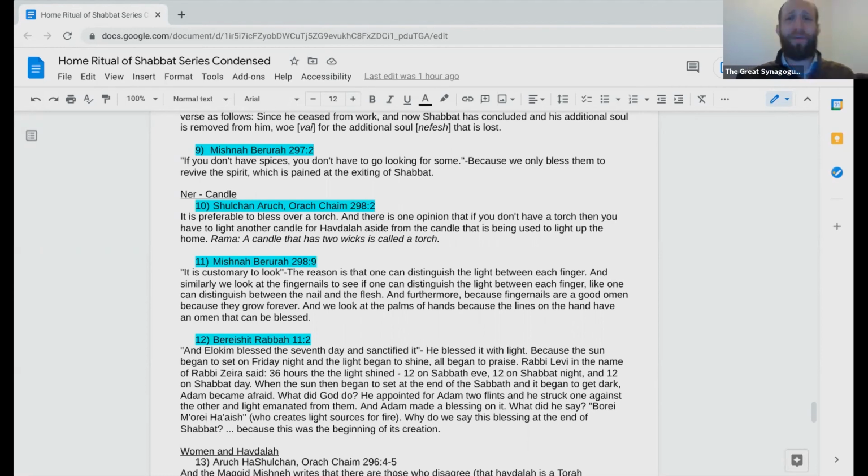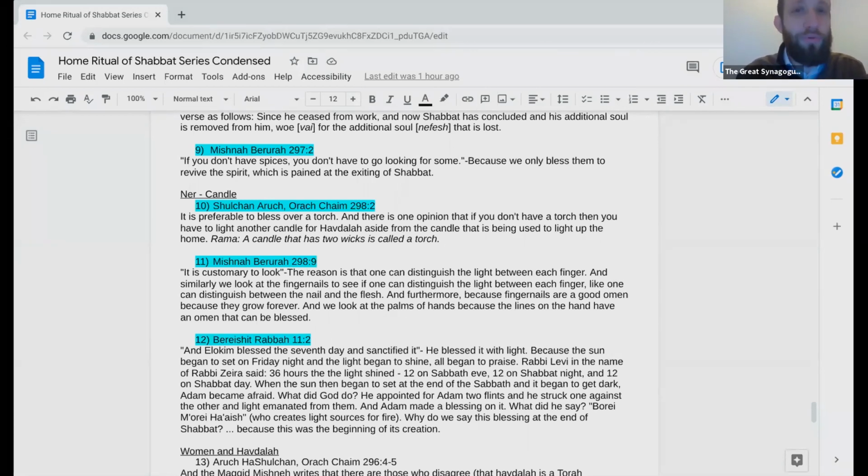And we look at the palms of our hands because the lines on our hands have an omen that can be blessed. So we have that custom that when we make the blessing on the fire, we look at the light on our fingernails, and he's saying there's a couple of reasons for that. Specifically, the fingernails, he's saying it's a good omen because they grow.